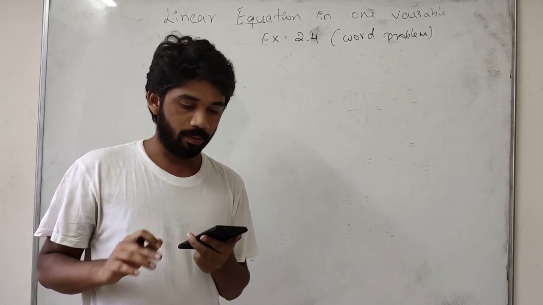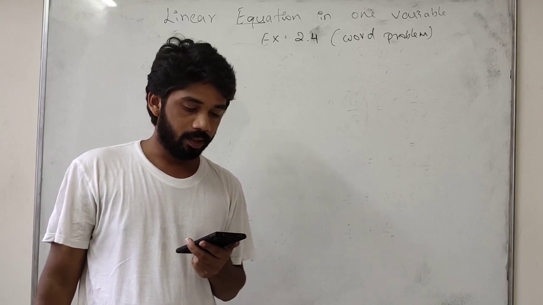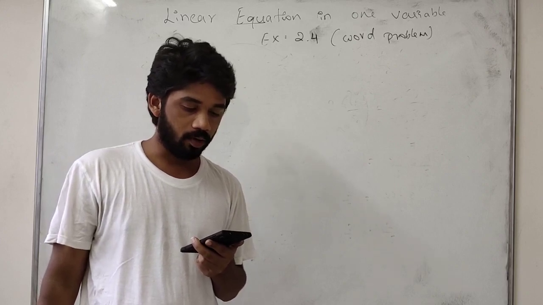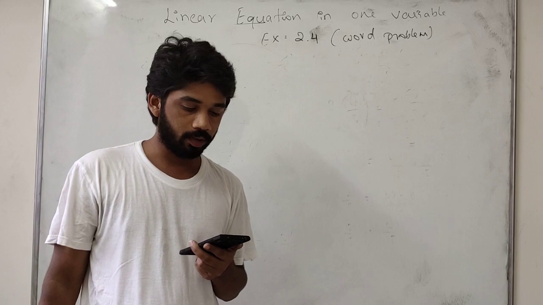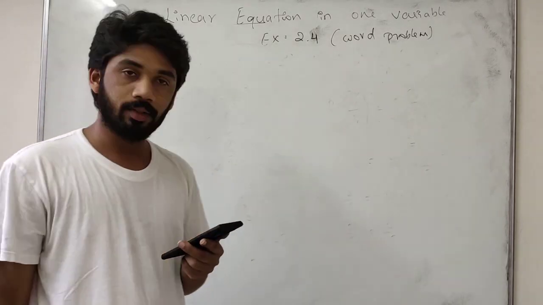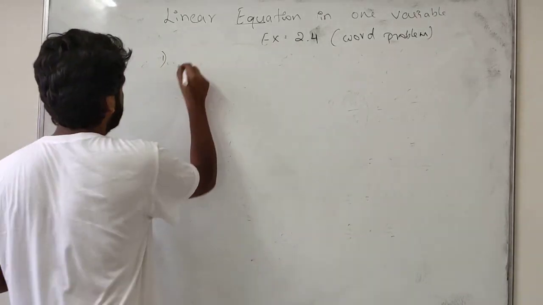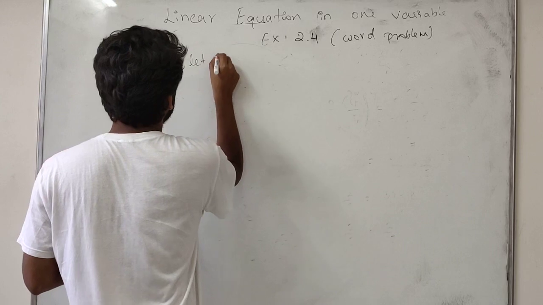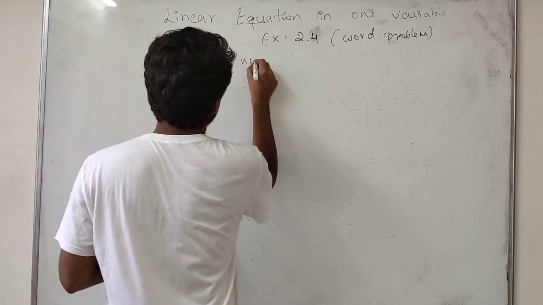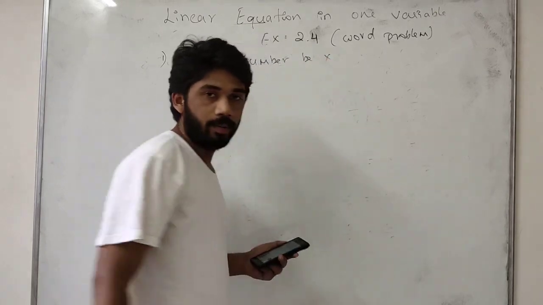Amina thinks of a number and subtracts 5 by 2 from it. She multiplied the result by 8. The result now obtained is 3 times the same number she thought of. What is the number? Amina thinks of a number, so let the number be x.